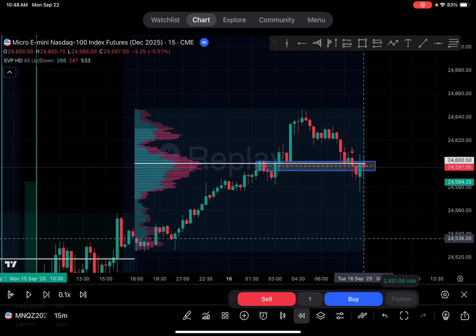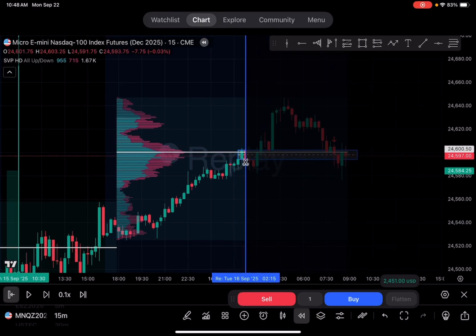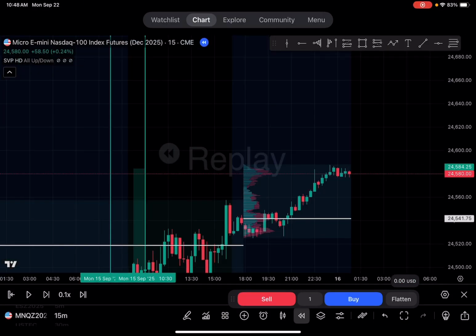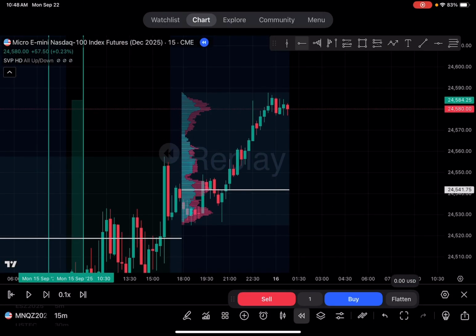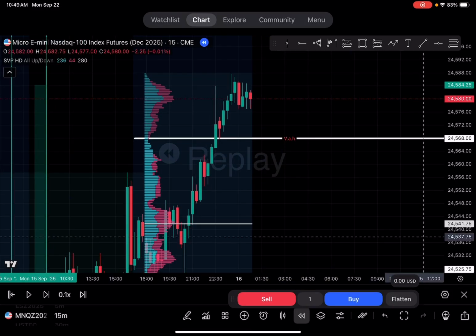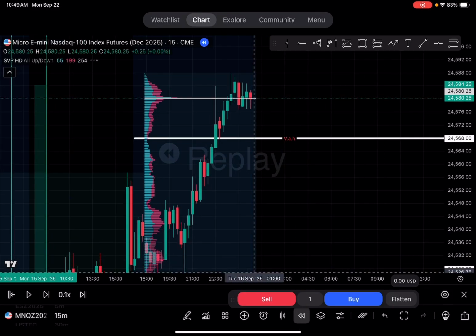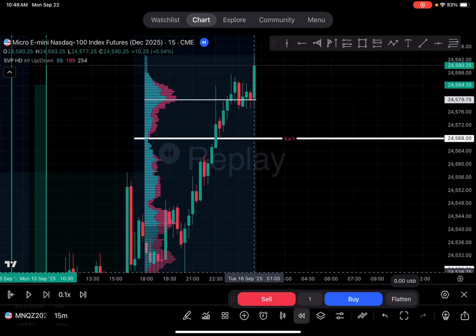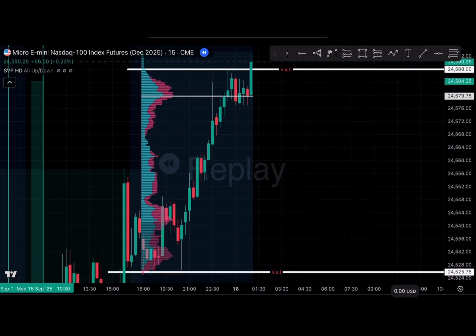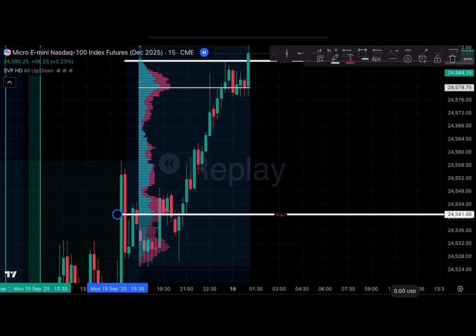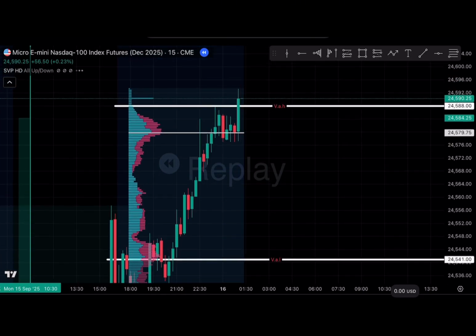I wouldn't take another trade, but let's say I didn't trail. Let's say we wanted to trade. Let's say I didn't trail. I wasn't aware. Here's my volume profile. It's 1 a.m., now my entry window.